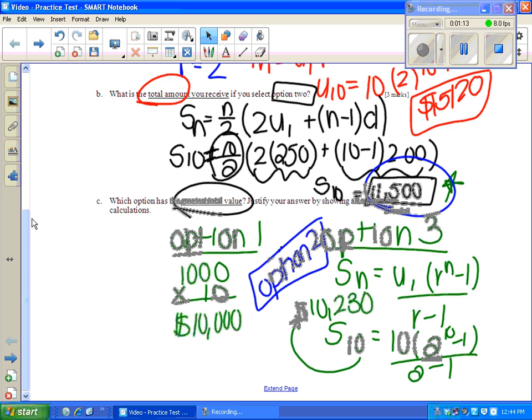Part C wanted the greatest total value comparing the three options. Well, we already got 11,500 for option 2, so we just had to check option 1 and option 3. Option 1 was simple. It was $1,000 a week times 10 weeks. That would be a total of $10,000. Option 3, that was geometric, so I had to use the sum formula for geometric. When I substituted in those known values into the formula from my formula page, I ended up with 10,230. So comparing the three totals, I knew option 2 would be the best option.